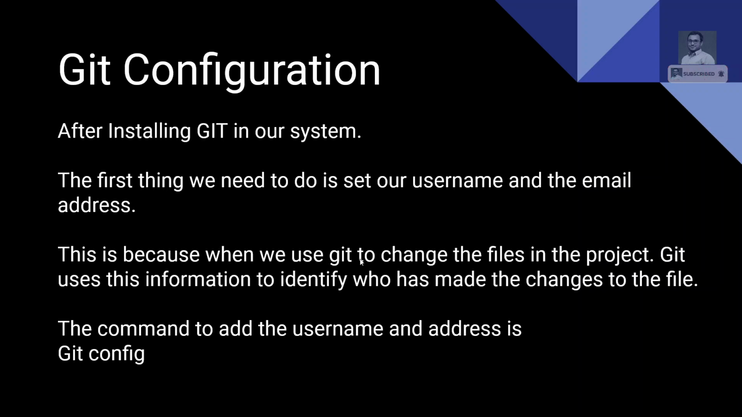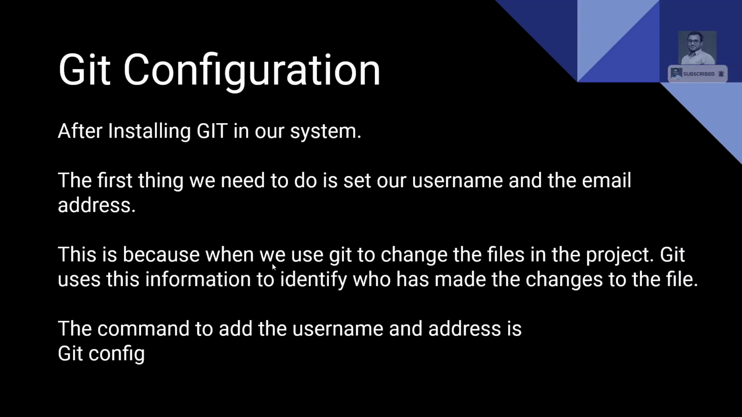Git uses this information to identify who has made the changes to the file. It uses the username and email address to identify who made the changes. So if anybody changes a file, Git records the changes with that username and email address, attaching them so that they are available for reference. The command to add the username and email address is git config. Let's see this git config.